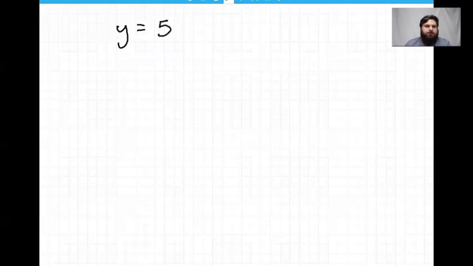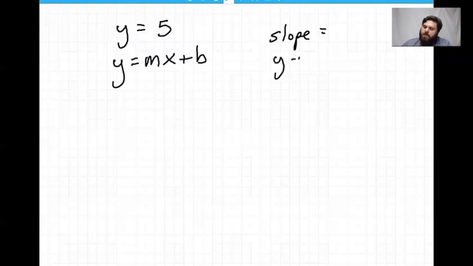All right. So a couple of weird examples. Let's look at the equation y equals 5. Y equals 5 is in y equals mx plus b form. Y equals mx plus b looks like this, and I've got y equals mx plus b actually. So the question is, what is the slope of this line, and what is the y-intercept?